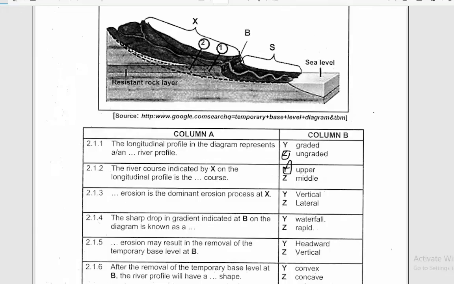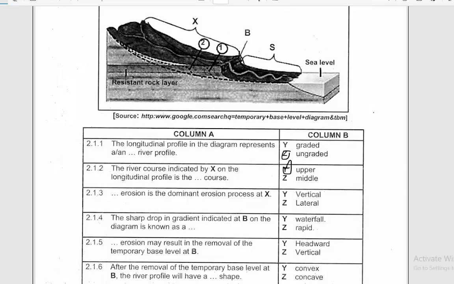In the upper course we know that there is a steeper gradient, the river channel is still small, and we have the V-shaped valleys. These are somehow visible there, like the steepness. You can see the landscape is very steep, and also the channel is still so small. Right. Then question 2.1.3. Let's check 2.1.3. Dash erosion is the dominant erosion process at X.